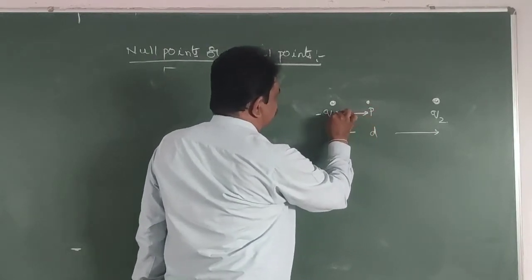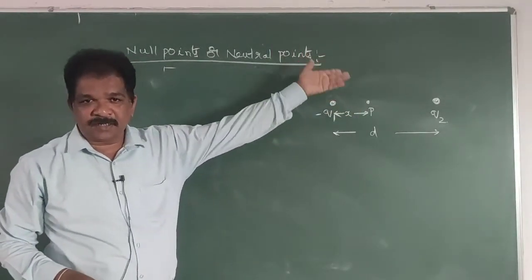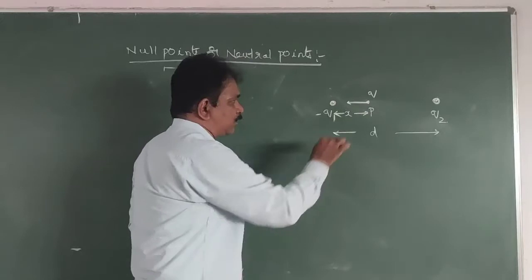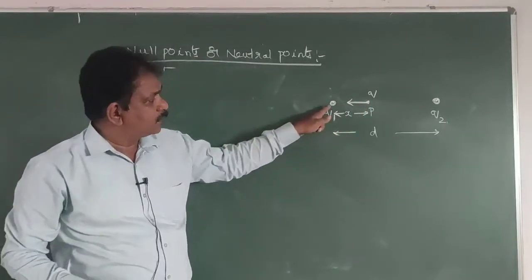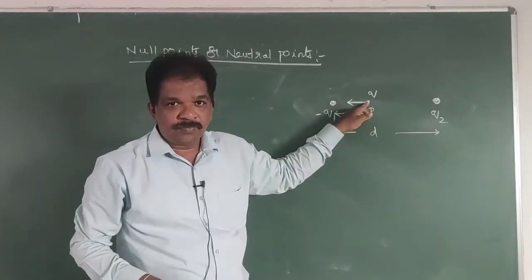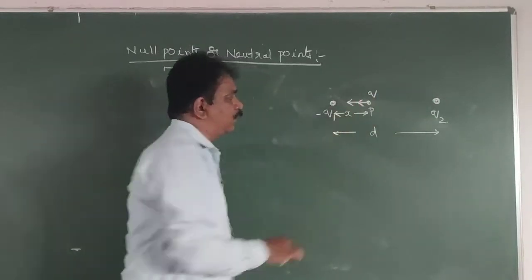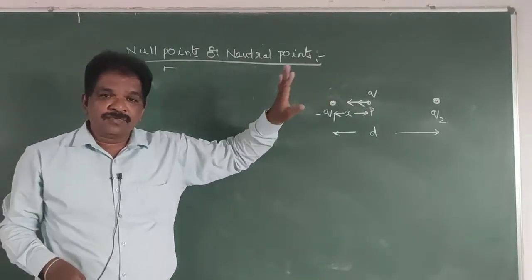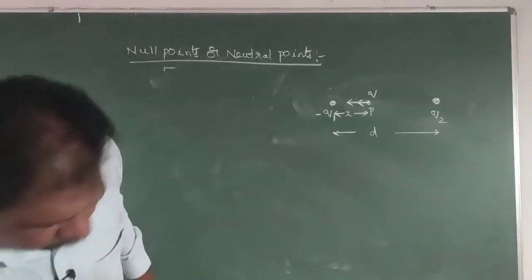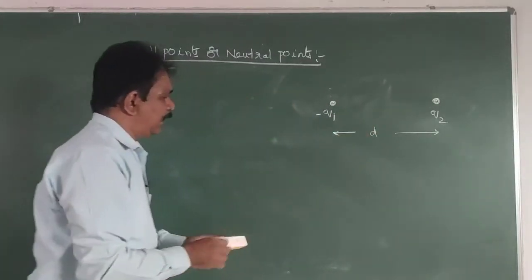It is at a distance x from this. Then if you keep any charge, 1 coulomb charge or any charge q, between these two the attractive force will be there: minus Q1 and q will attract, while Q2 and q will repel, positive charges repel. So both forces will be in the same direction. So no neutral point will be formed in between the two charges. That's why we have to consider the point here.